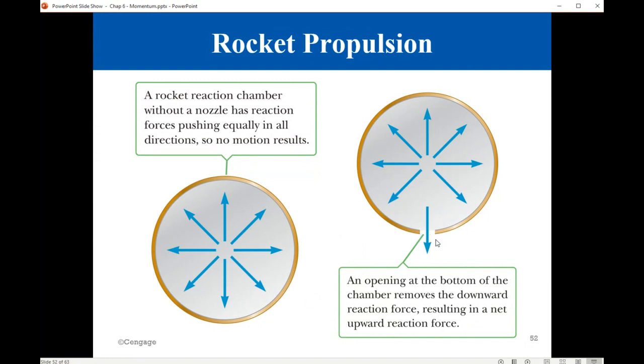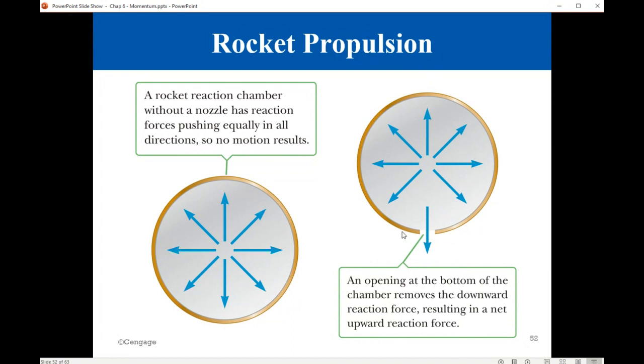If you have an opening, then the gas will be ejected from this opening, and this way, to conserve momentum, action, reaction, pair of forces, momentum before equals momentum after. If the gas is moved this way from this opening, then the rest of this chamber will move in the opposite direction. This is exactly how rocket engines function. I hope you understand it.